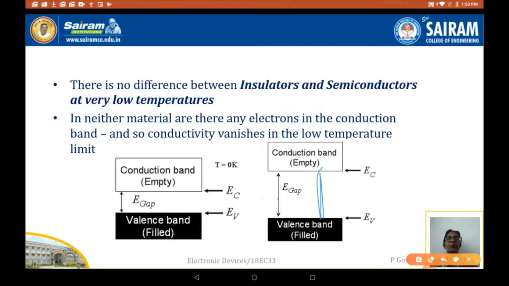So at room temperature, a semiconductor with a one electron volt band gap will have a significant number of electrons in the conduction band, whereas the insulator will have a negligible number of such excitations. Thus, an important difference between semiconductor and insulator is that the number of electrons available for conduction can be increased greatly in a semiconductor by thermal or optical energies.